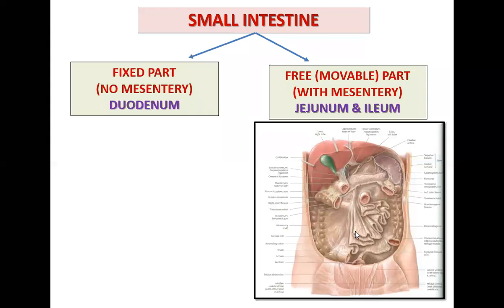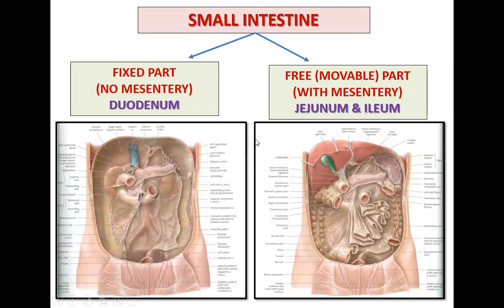So it has a long mesentery. This is called the mesentery, which is nothing but the two folds of the peritoneum, which cover the small intestine. So this long mesentery will help in the movement of the whole of the remaining part of the small intestine. So this is the mobile part, jejunum and ileum. Here you can see the duodenum, which is totally fixed because it is not covered by peritoneum except the anterior layer.